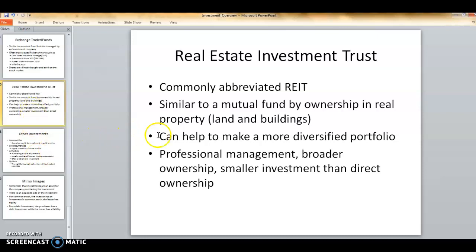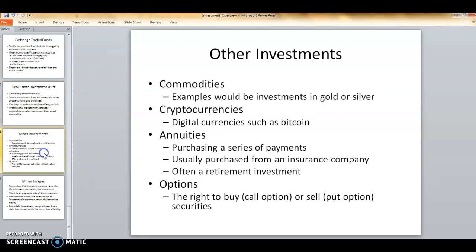Some advantages of a real estate investment trust are that you have professional management. You have broader ownership, because it's basically a whole lot. If maybe you wanted to invest $100,000 in real estate, the real estate investment trust would hold a whole lot of different properties that would make up your share of the total value of the real estate investment trust, right? And you can also have a smaller investment than direct ownership as well.